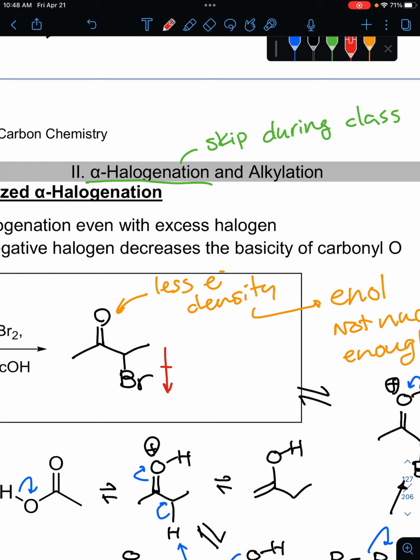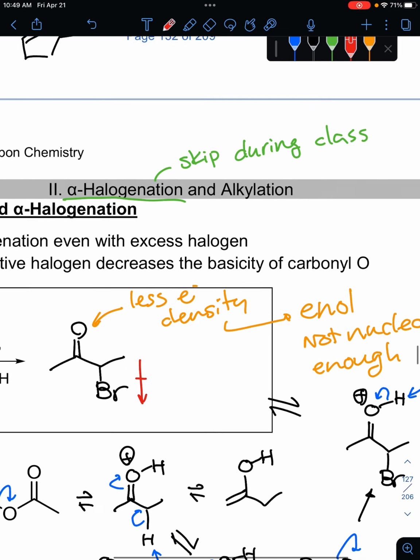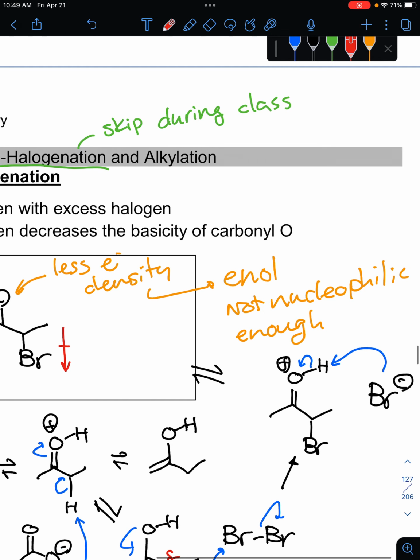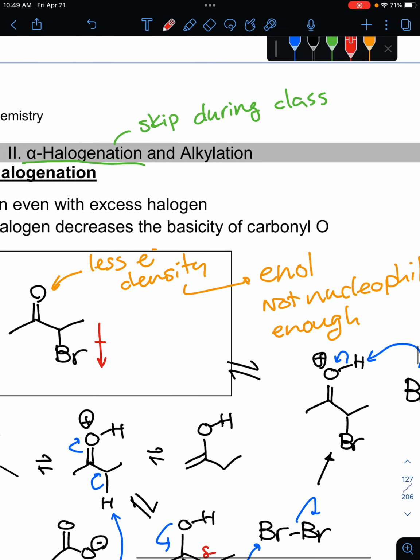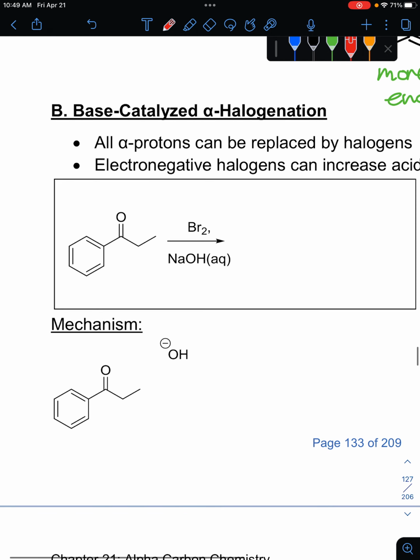Now, another key point about the acid catalyzed reaction is that now that this has a halogen on it, there's now less electron density on this carbonyl. And so even when it becomes an enol, it's just not going to be nucleophilic enough to go through another round of reaction. So the reaction stops with monohalogenation, and that is it.